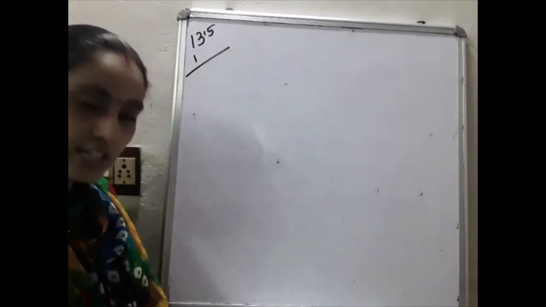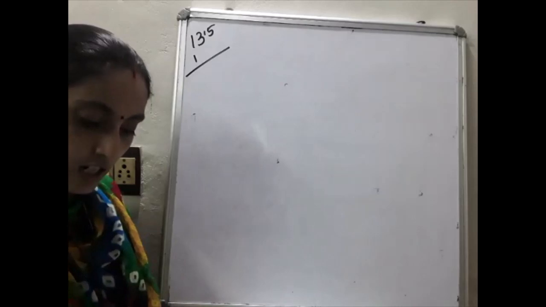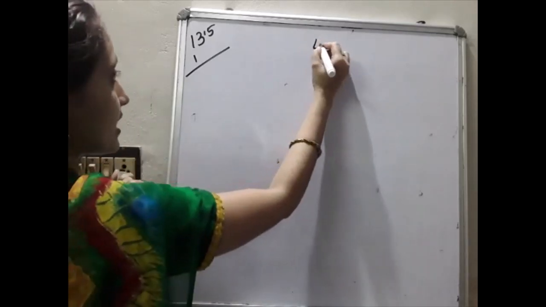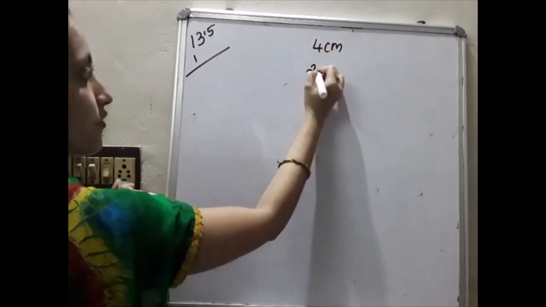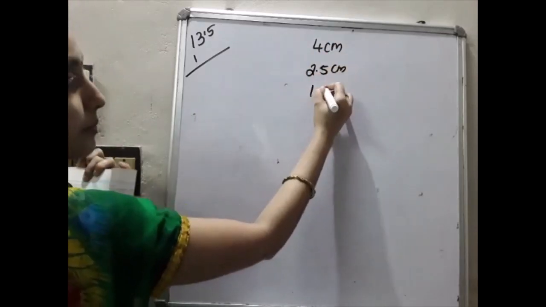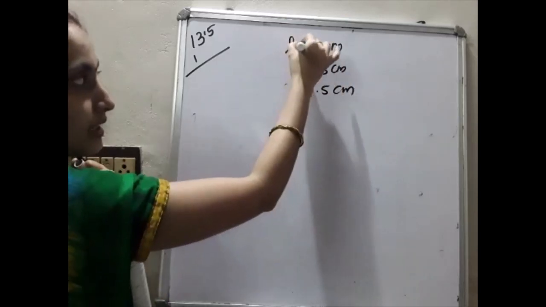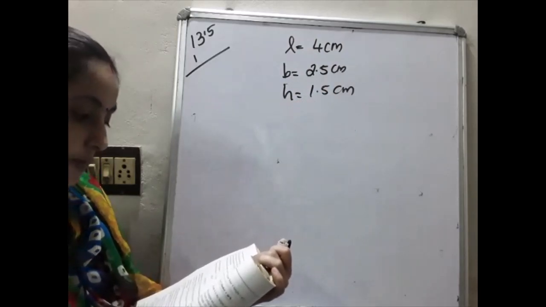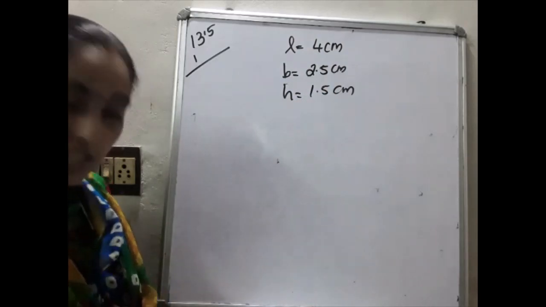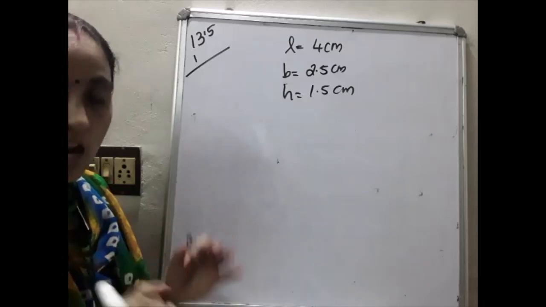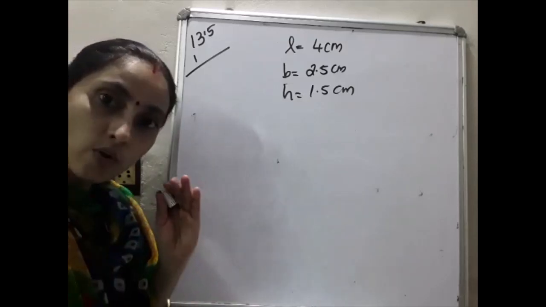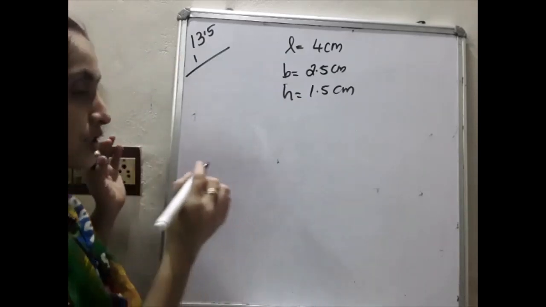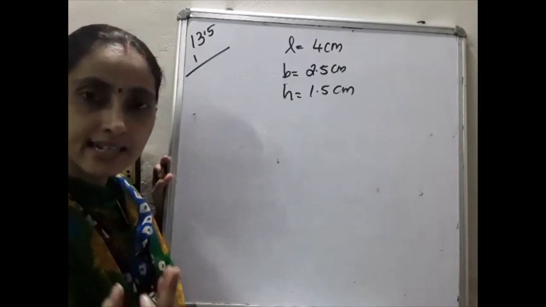A matchbox measures 4 centimeter, 2.5 centimeter, and 1.5 centimeter. What does this represent? Length, breadth, and height. And what will be the volume of the packet containing 12 such boxes? Volume of 12 boxes we have to find. What we have to do first? We have to find the volume of one box first, and that into 12 is the volume of the 12 boxes. Three dimensions are given, so it is a cuboid.